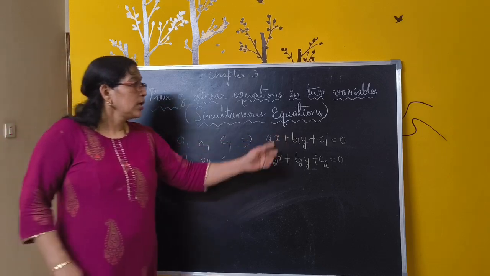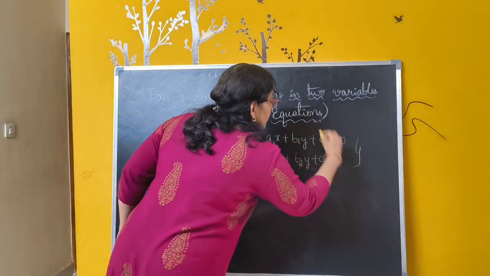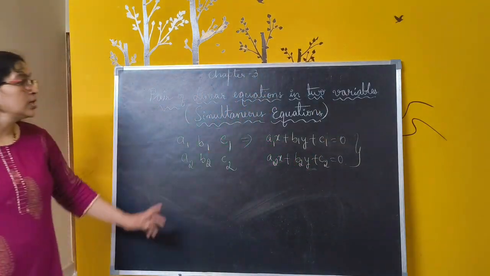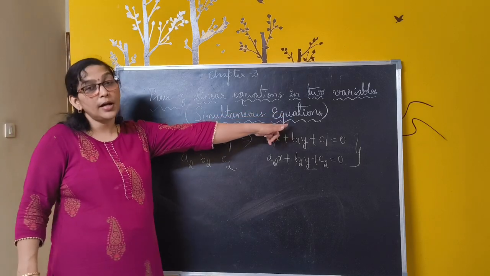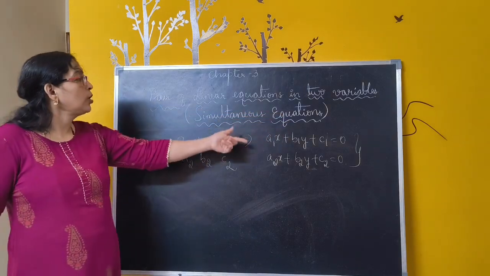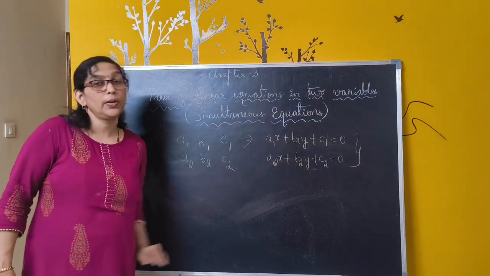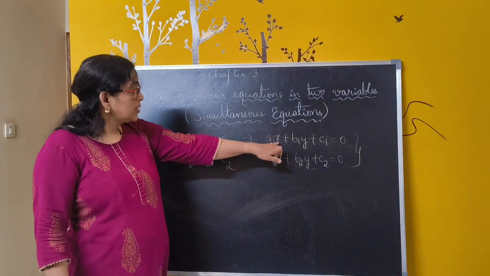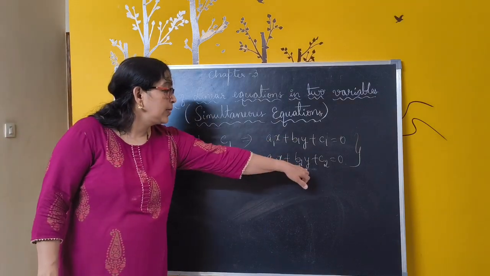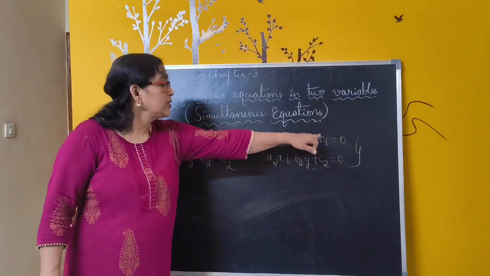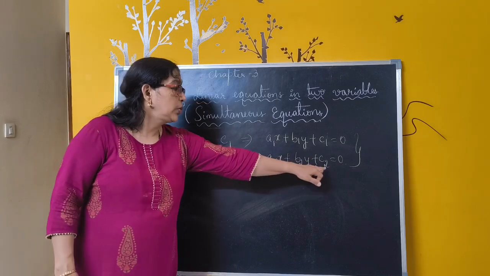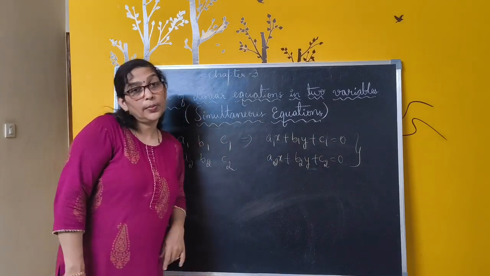Okay, so this pair of equations are called simultaneous equations in standard form, or pair of linear equations in 2 variables. In both the cases we have x, y, the variables, and here a1, b1, c1, a2, b2, c2, all these are real numbers.